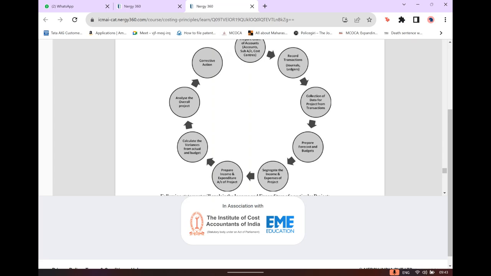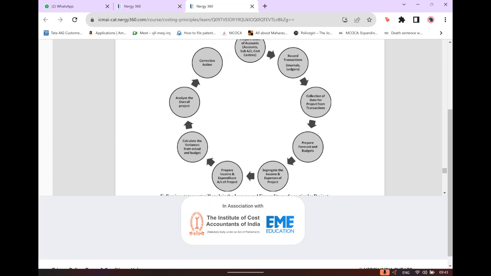Then you prepare a forecast and budget. Forecast budgeting, I told you, is one of the business users of your project accounting system. Then you segregate income and expenditure of that particular project. So what is the total income? What is the total expenses? You prepare an income and expenditure account for that particular project.